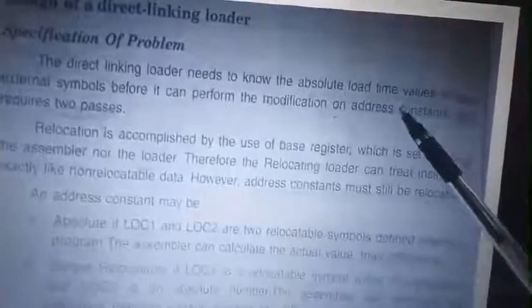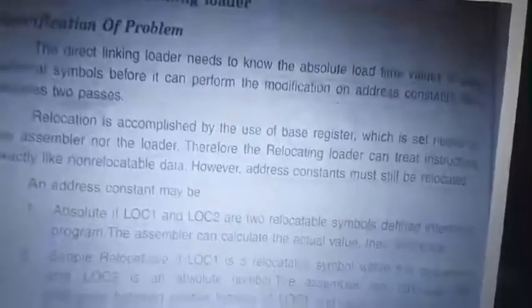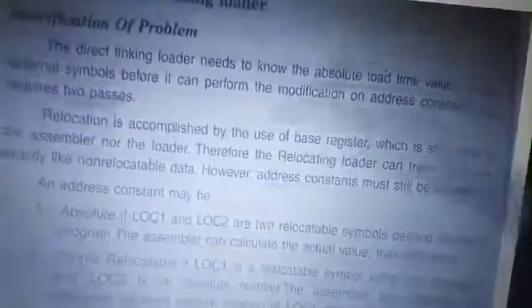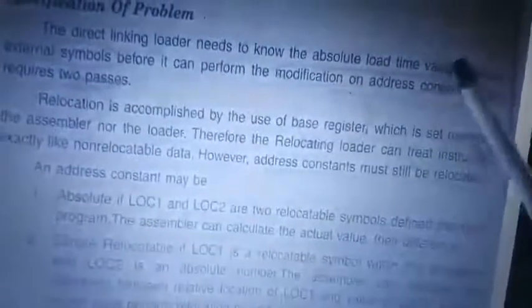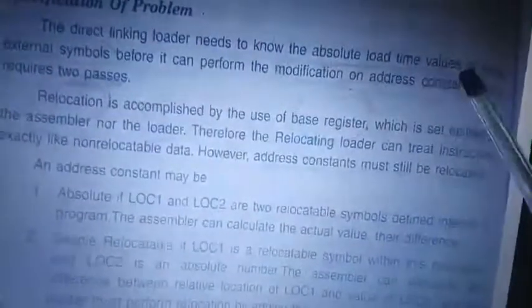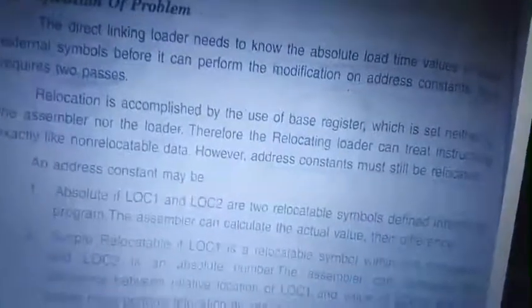So in direct linking, it needs to have all the first load address. What is the load address? It requires the load address, clear? Because in direct linking, what it is doing is linking the external symbols with the program. So if you want to get the external symbol, first it should be loaded. So it needs the absolute load address of some external symbols, which can be modified in an address constant. Address constant means wherever we had 000, you need to change that. This is the main problem of direct linking.